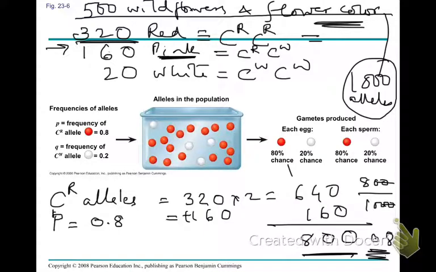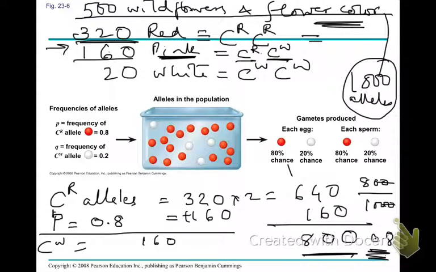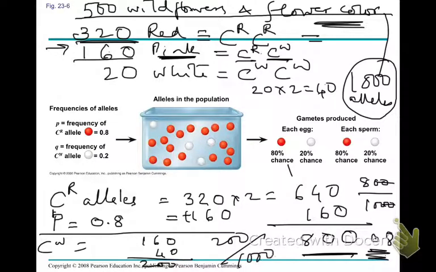All right. Now, on the same note, for CW, you have 160 from the pink flowers, and CW is 20 into 2, which is 40, making it 200. And 200 CW alleles out of the total 1000 makes the allele frequency 0.2. So the allele frequency q is 0.2.